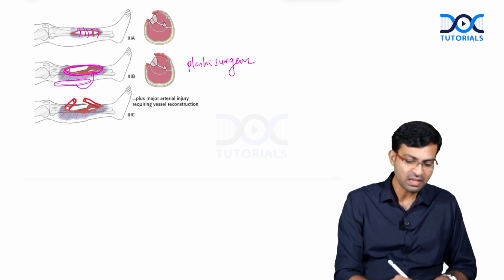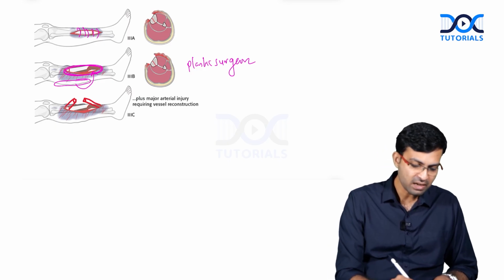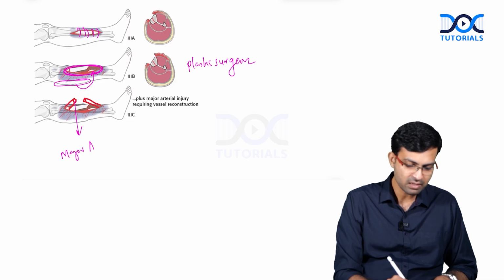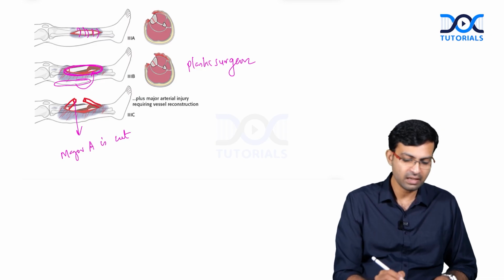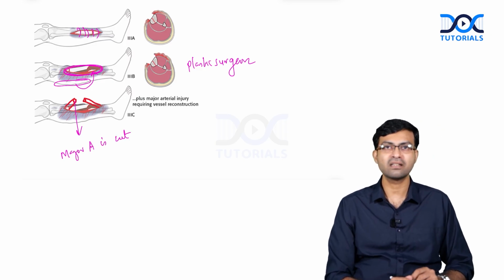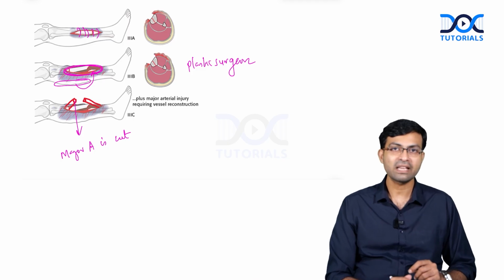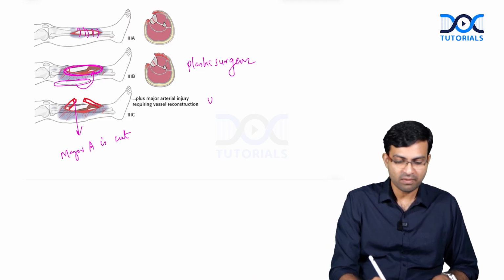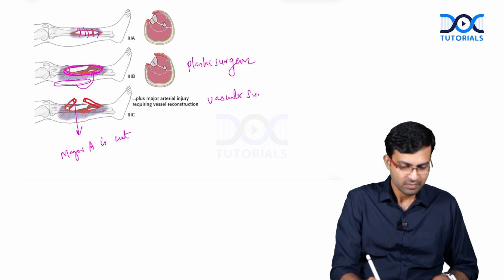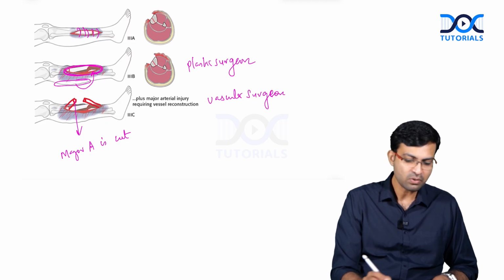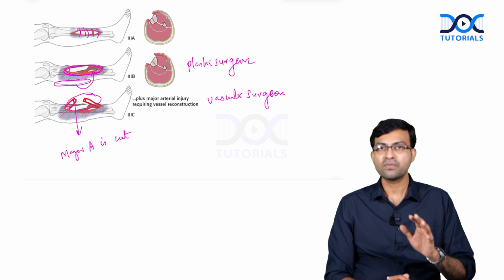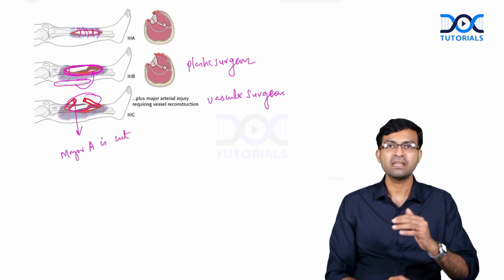Type 3C is where a major blood vessel is injured. A major artery is cut. And what will happen if a major artery is cut? The limb is going to go in for gangrene, isn't it? So you have to save the limb. So you will have to call a vascular surgeon, and the vascular surgeon is to come and repair the vessel. So this is how you classify type 3 fractures, A, B and C.